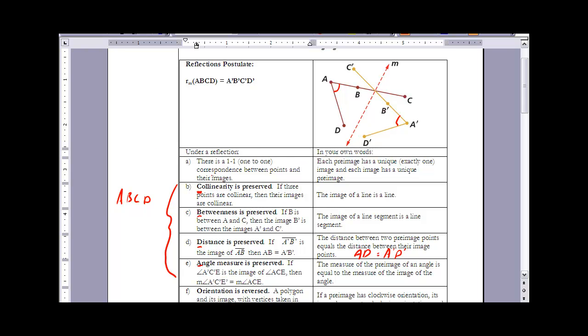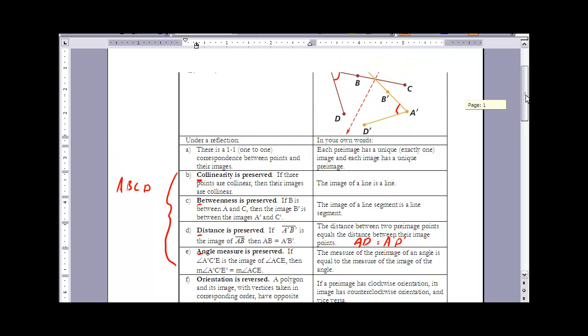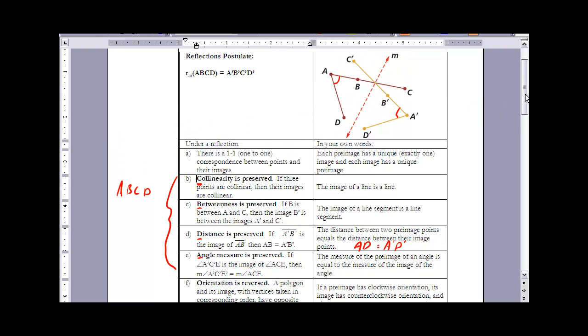The last thing that we're looking at is orientation. Orientation is reversed. When we talk about orientation, it is either clockwise or counterclockwise. So if I'm reading the points of a figure around, for instance, if I'm looking at my pre-image here, A, B, C, D, I'm reading them around in a clockwise manner.